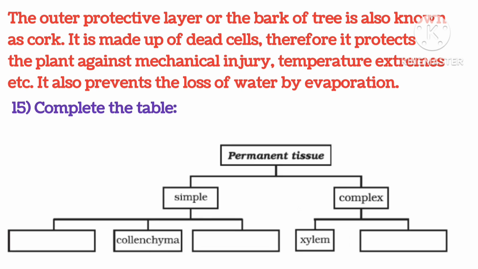Complete the table. You can see the table here. The first column will have parenchyma, the second column sclerenchyma, and the third column is phloem.